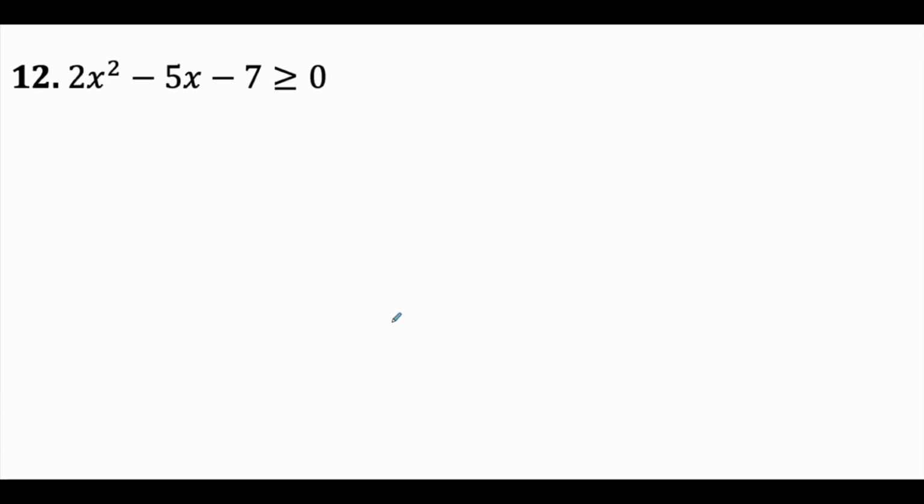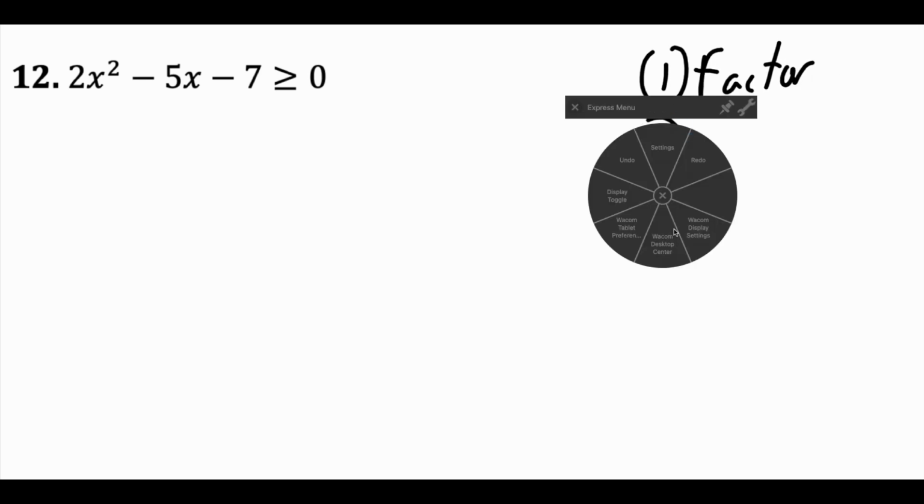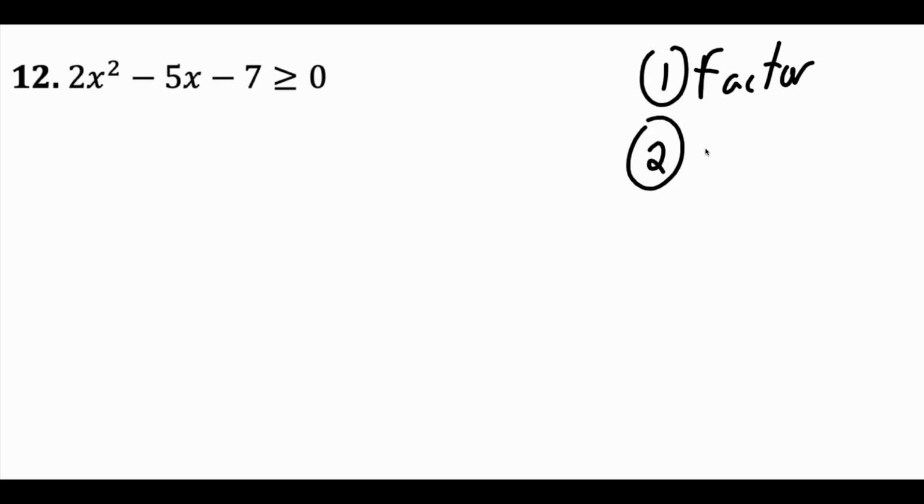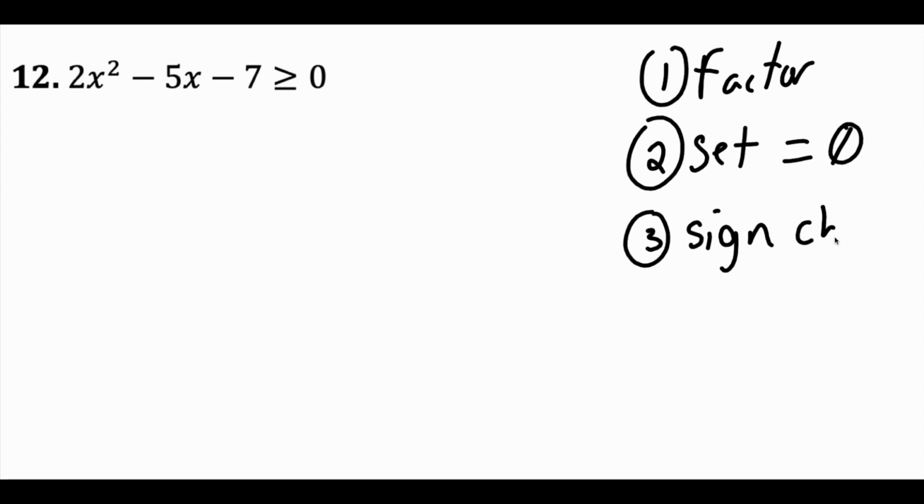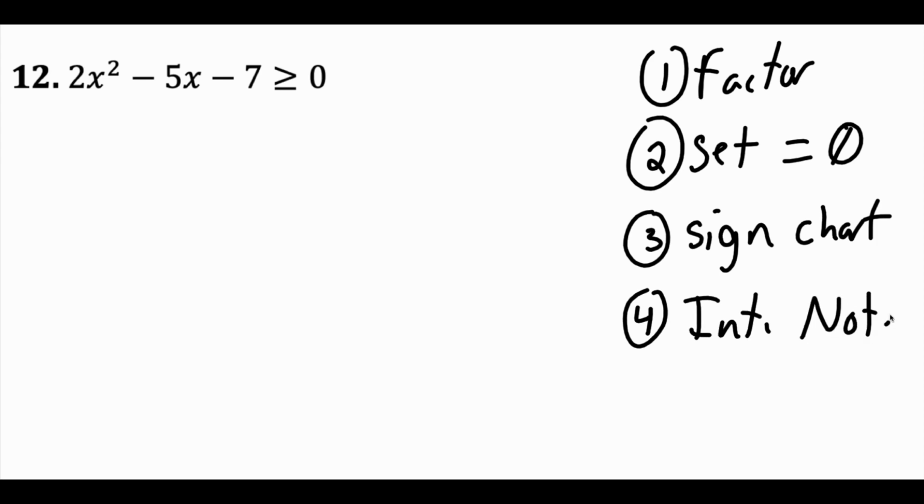All right, last one in the inequalities is a quadratic inequality. So remember we have 3 things we need to do. First of all, we factor. I'll write down our steps here. Factor. Number 2, we want to set equal to 0. And that'll give us our 2 zeros. And then the last thing we want to do is our sign chart. Well, not our last thing, sorry. We do a sign chart, and then the last thing is the interval notation. Okay, so we're going to follow those 4 steps.